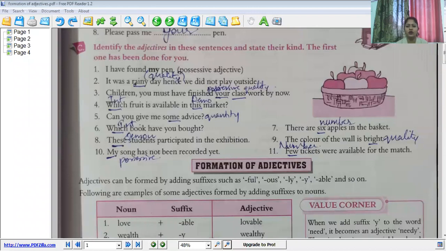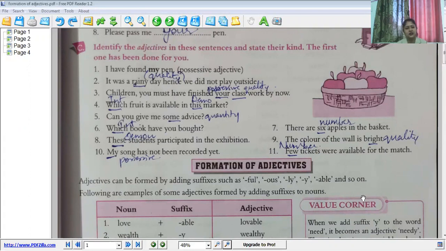Okay, I'm sure all of you are able to see the screen. Now, I had told you, identify the adjectives in these sentences and state their kind. The first one has been done for you. We have done it right. Let's see the second sentence. It was a rainy day, hence we did not play outside. Okay. So rainy is the adjective here. Okay, describing how the day was and what kind of day it was. Rainy. So it's adjective of quality.